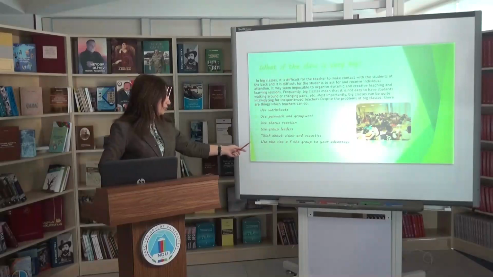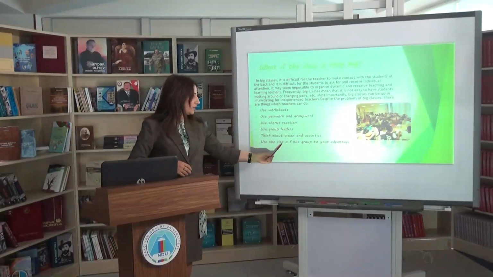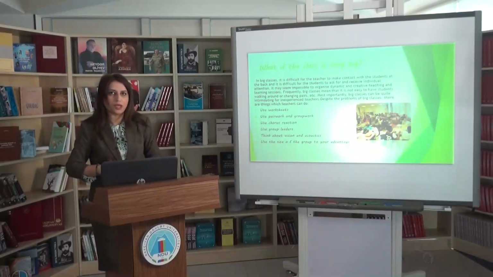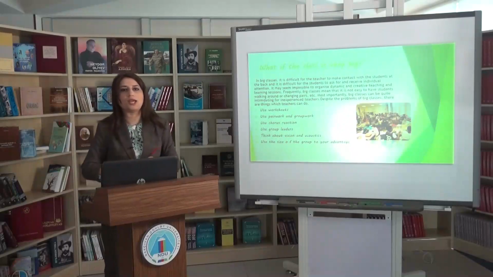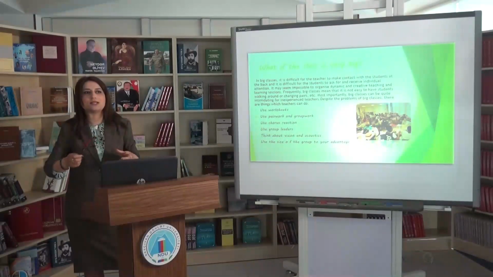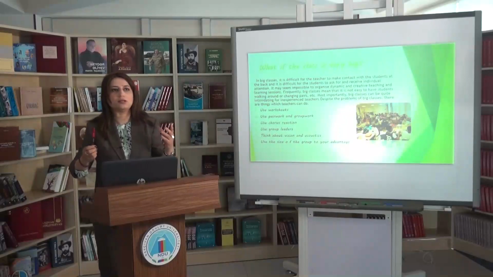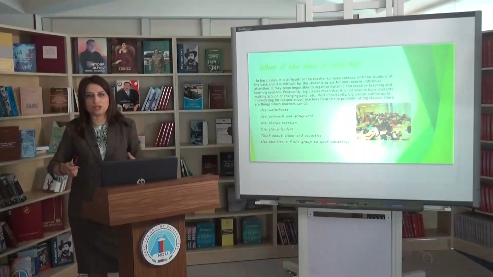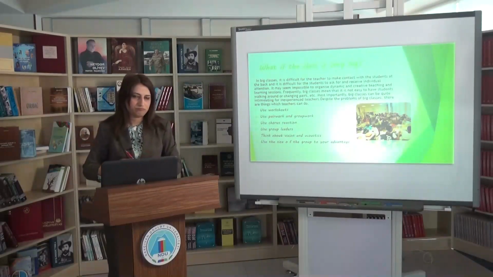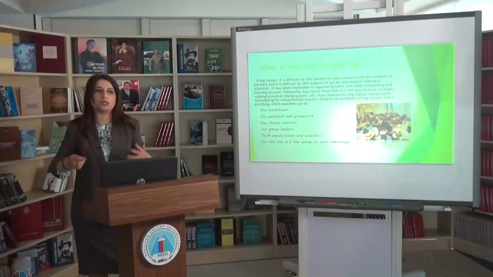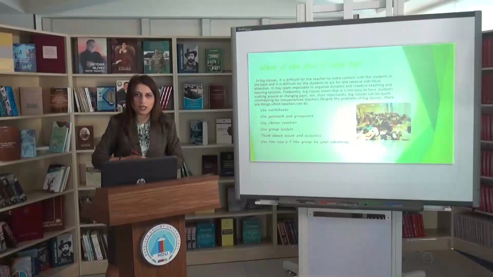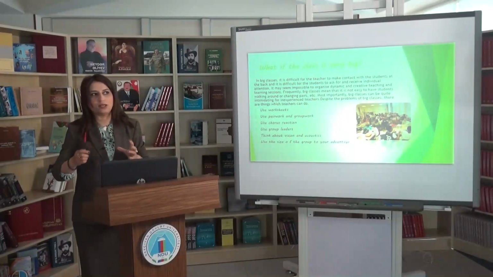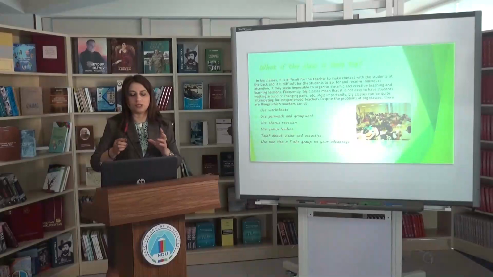Then the last one: we can use the size of the group to our advantage. You know that big groups have disadvantages. They are big, but they also have one advantage: the humor is funnier in big groups. The drama is more dramatic in these groups, and it's a good, warm environment in big classes. So experienced teachers use big classes, and they turn the challenges of these classes into success.